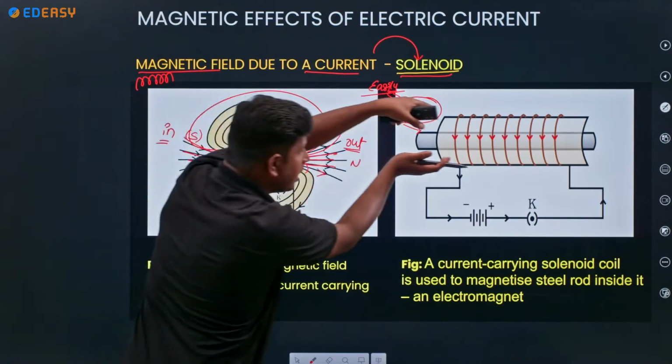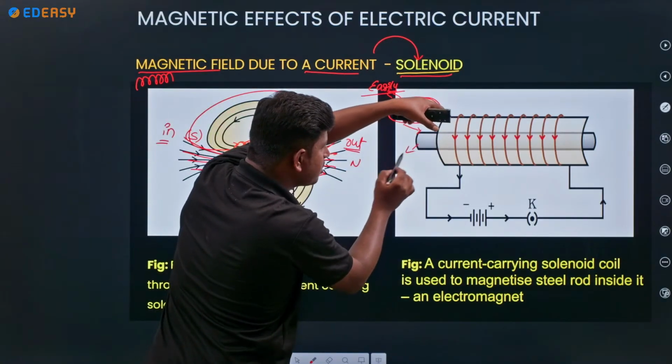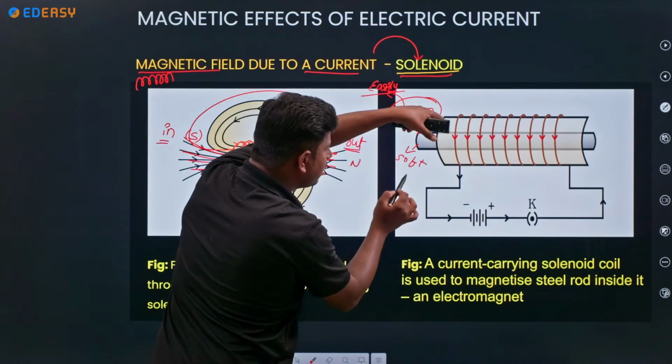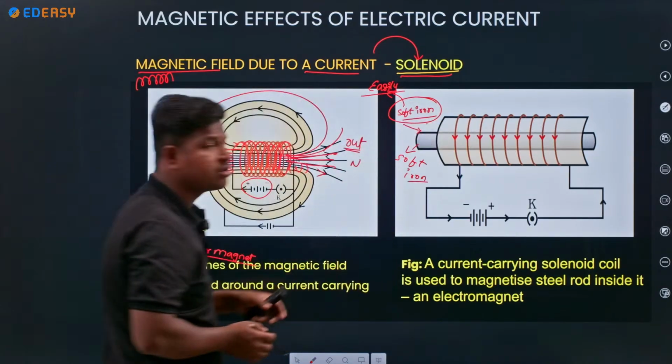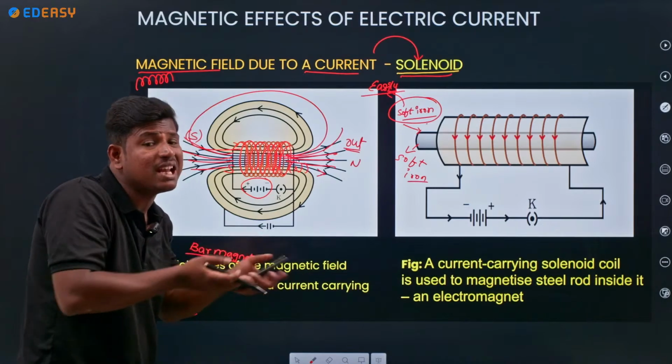In a bar magnet, we keep soft iron. This soft iron is magnetized.